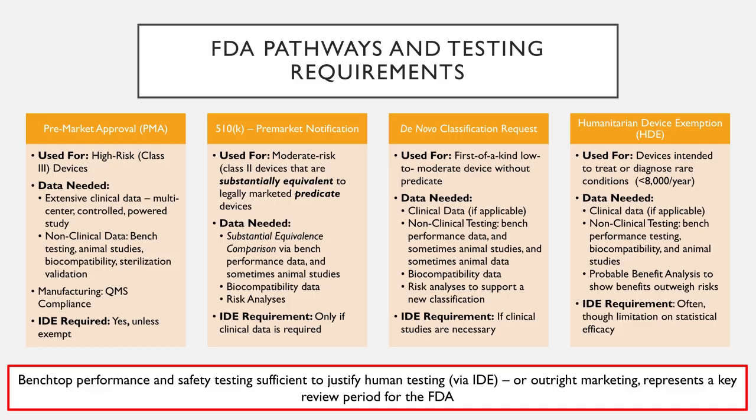The big one is the pre-market approval pathway, which is reserved for high risk or what we call class 3 devices. In order to get that approval, you're going to need extensive clinical data. It's almost a given that if you're going through the PMA process, you're going to have to do clinical trials in a robust, powered, pivotal study that's going to determine your approval. You also need a lot of non-clinical data in addition to that, or even to get to that point. So benchtop testing, animal studies, biocompatibility, manufacturing, sterilization, validation studies. You need to demonstrate a robust QMS system and have compliance with the regulatory standards within that.